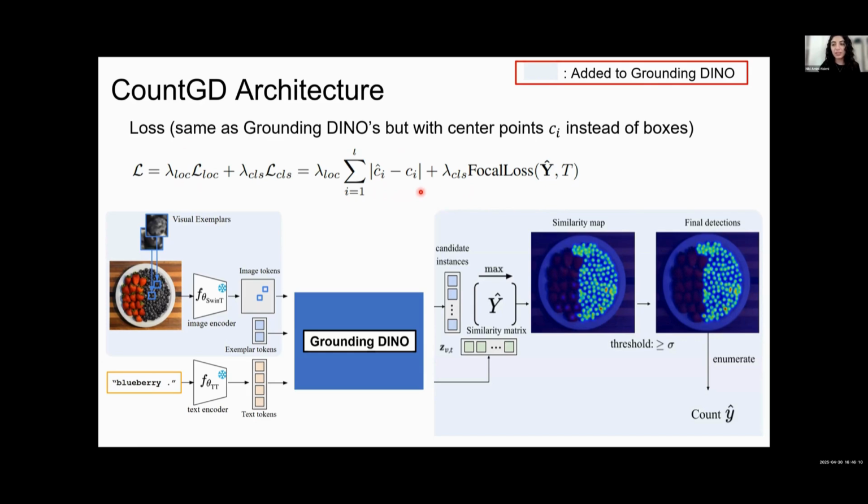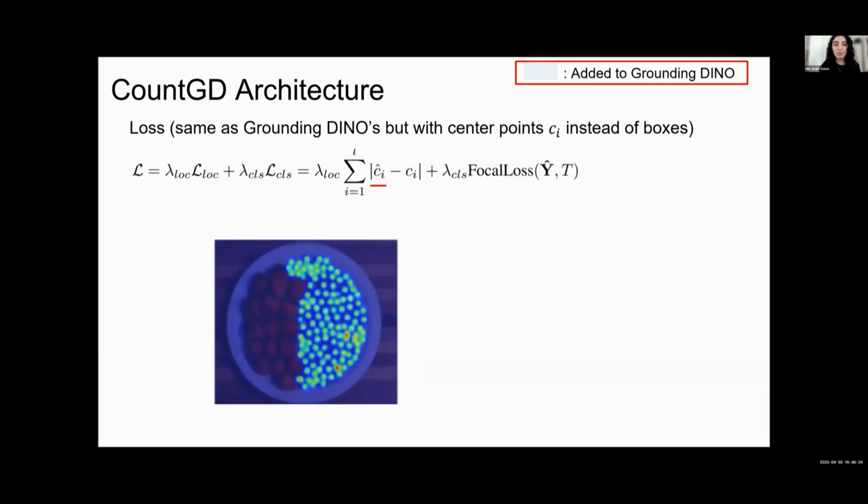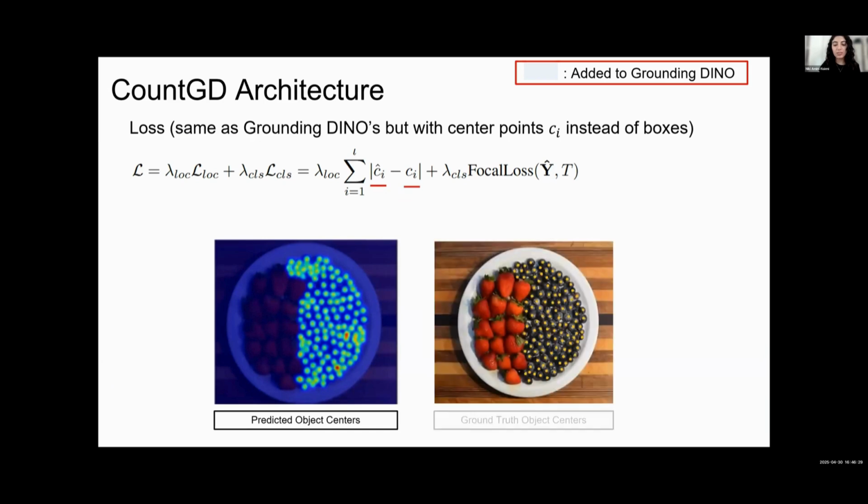And this is because for counting data, you have lots and lots of objects in images, and people usually don't want to draw a box around every object, so they will just provide a center point. And that is what we use to train the model. So this is the predicted object center, and this is the true object center. The idea is we want these to match, and so we train the model to do this during training.